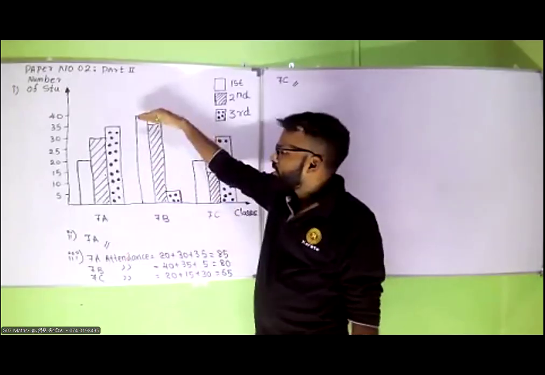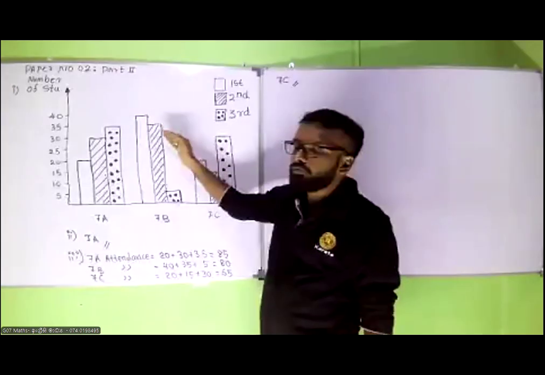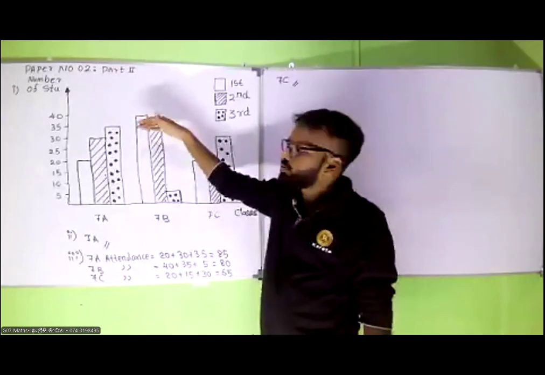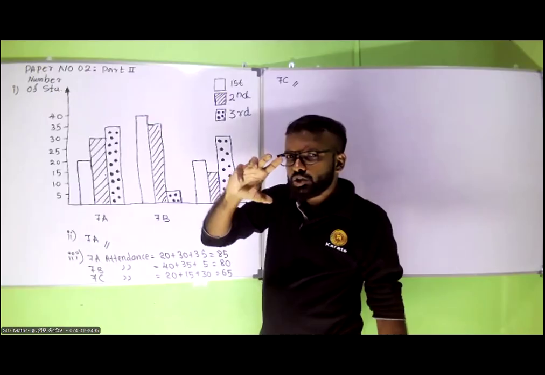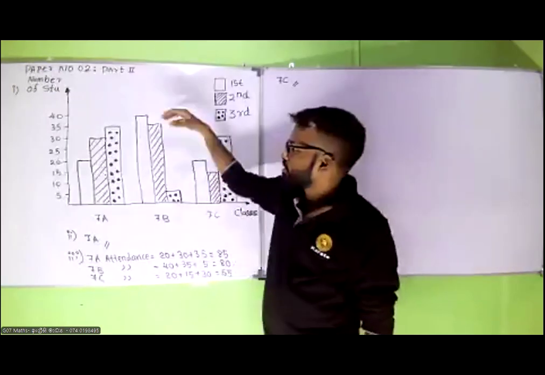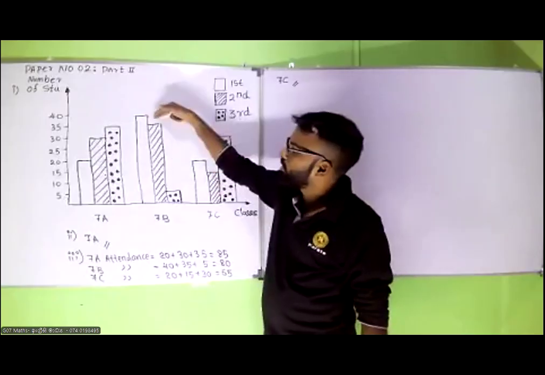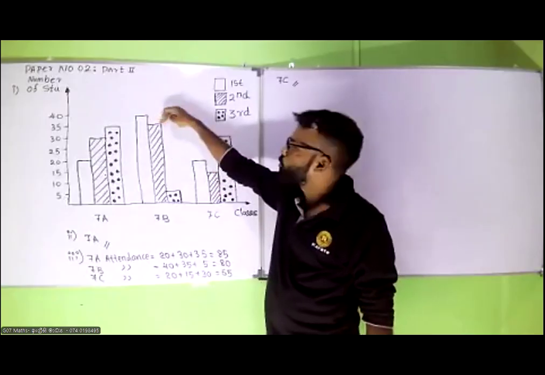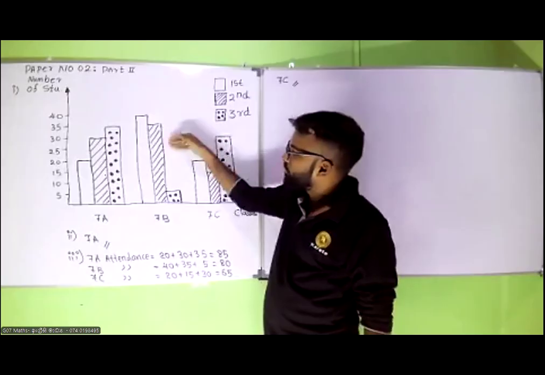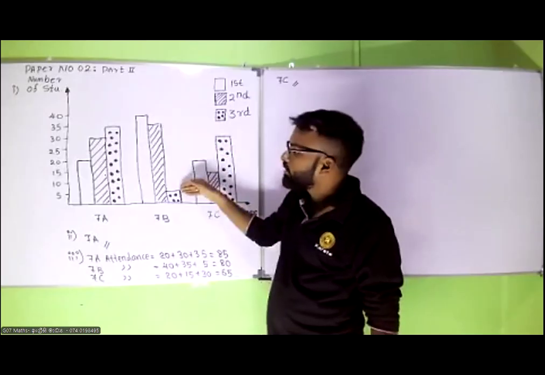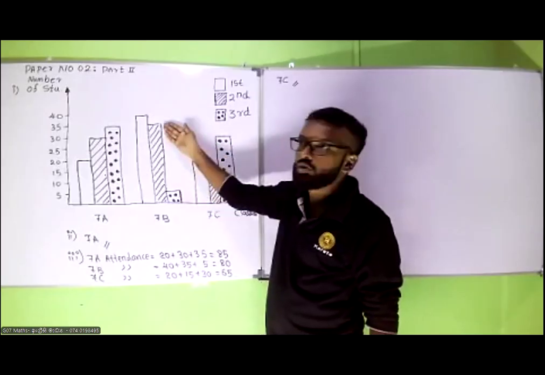Because the attendance is gradually decreasing. Here drastically decreasing because here 40, this is 35. Only 5 students gap is here. But here, when it comes to here and here, 5 students and 35 students.